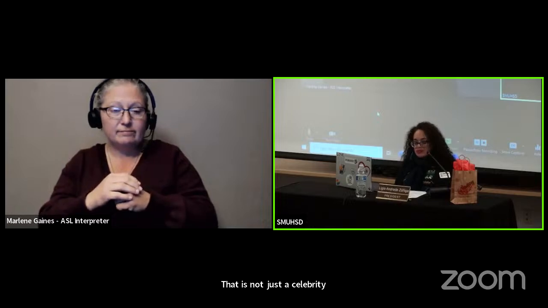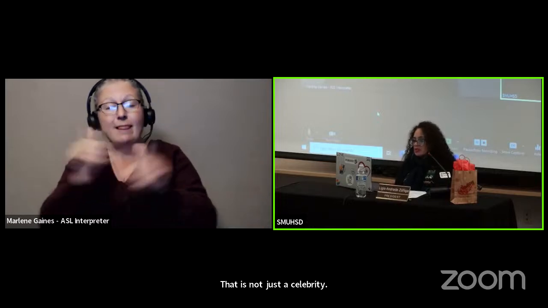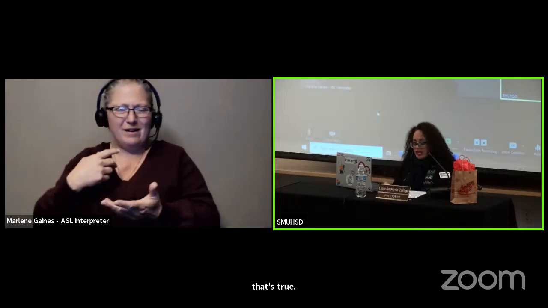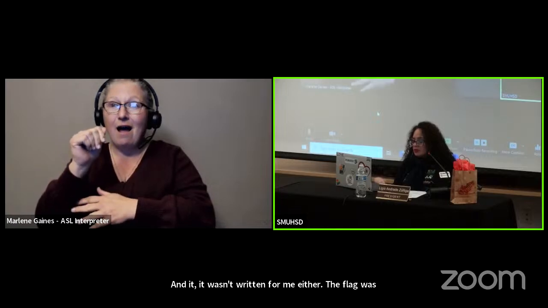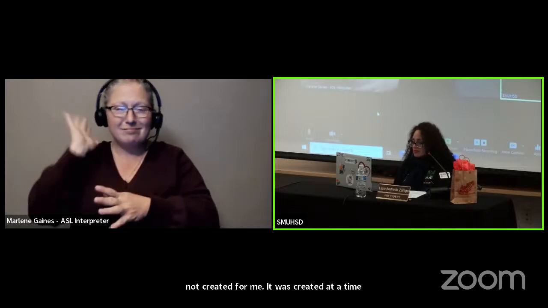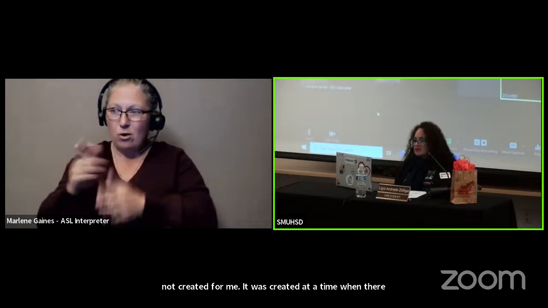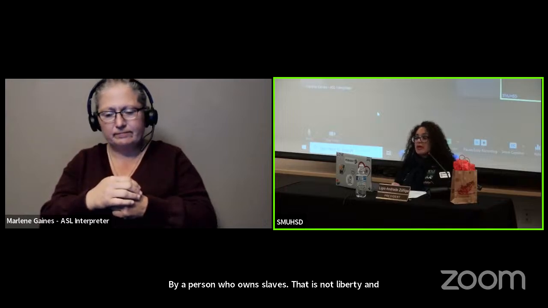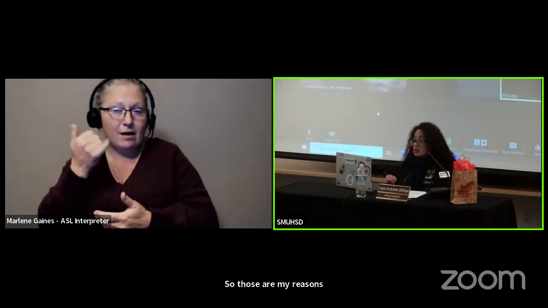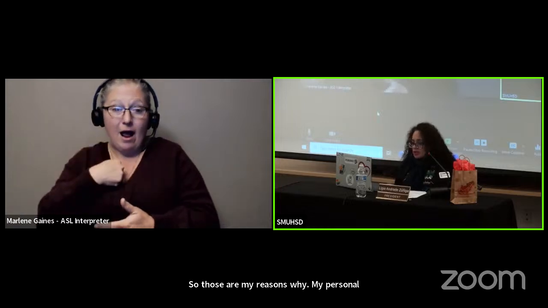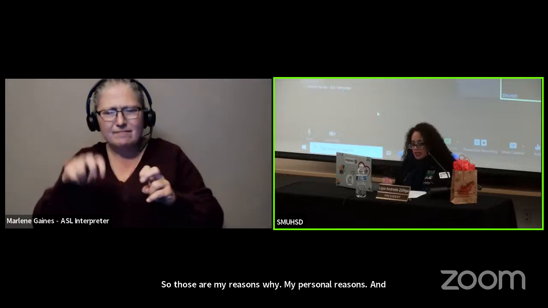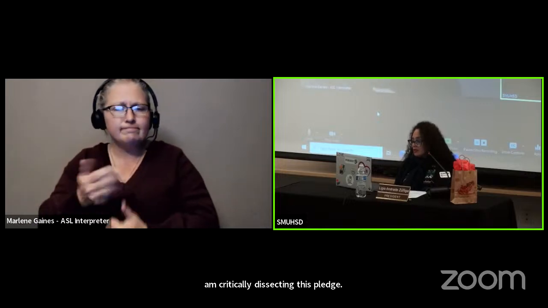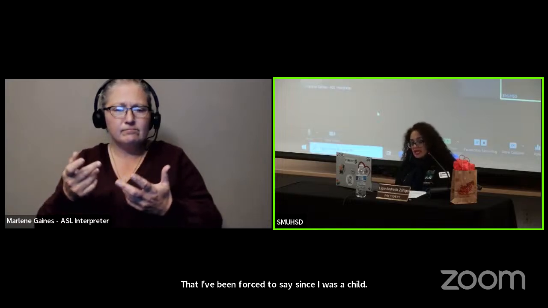At the end of the Pledge of Allegiance, it says with liberty and justice for all. But I don't believe that that's true. And it wasn't written for me either. The flag was not created for me. It was created at a time when there were slaves by a person who owned slaves. That is not liberty and justice for all. So those are my reasons why, my personal reasons. And I am critically dissecting this pledge that I've been forced to say since I was a child, with the understanding of what I'm really saying.